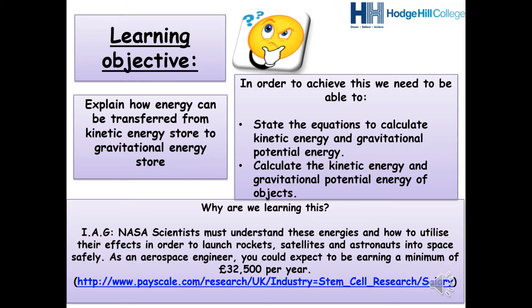So you need to be able to state them, you need to be able to say and remember how to calculate those two things. Then you're going to have a go at actually calculating the kinetic energy and gravitational potential energy of different objects in different scenarios. You also need to be able to rearrange that equation. So we're going to have a practice at doing that.